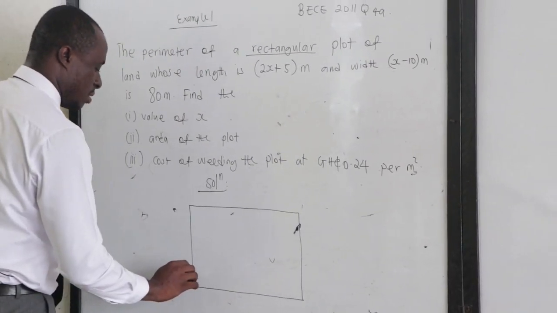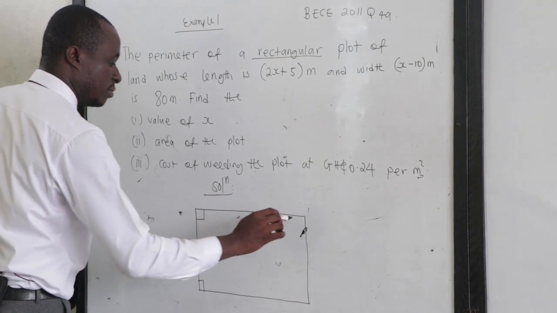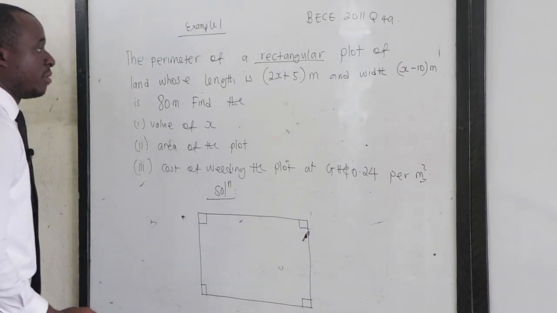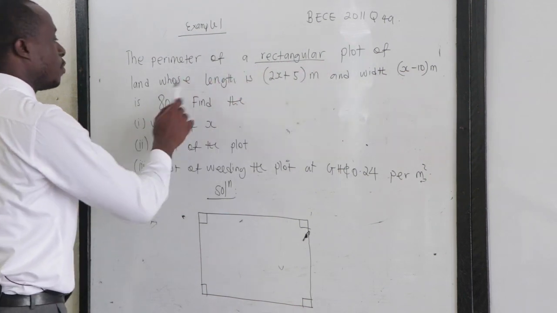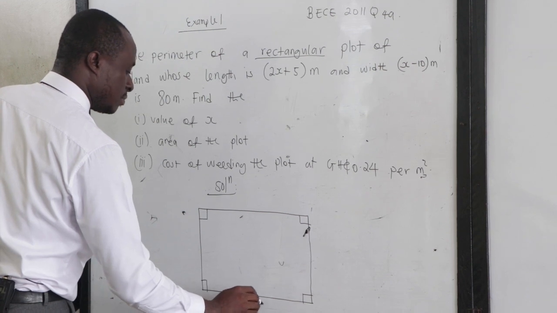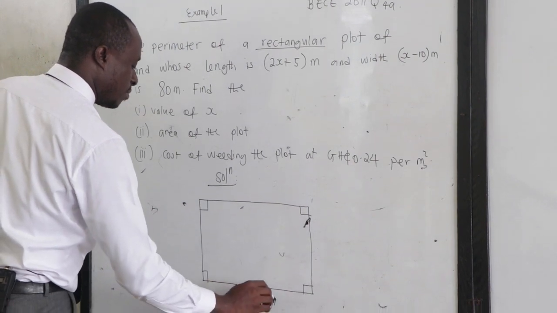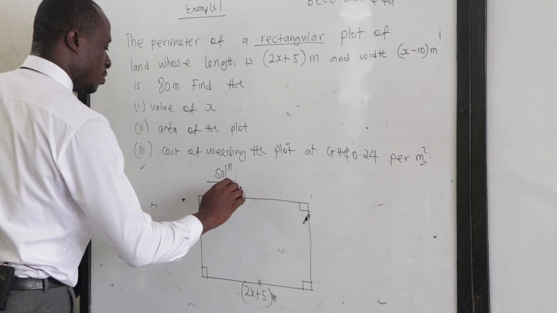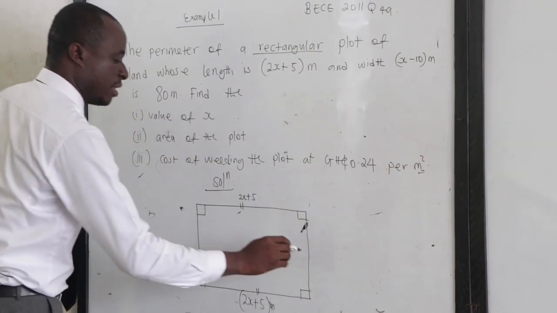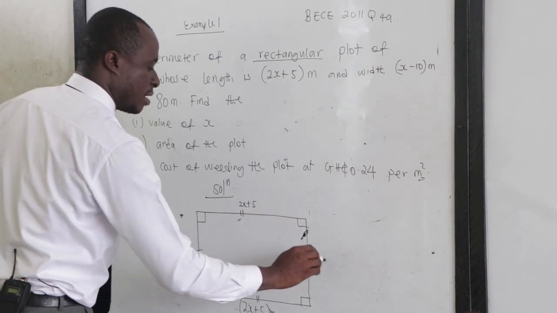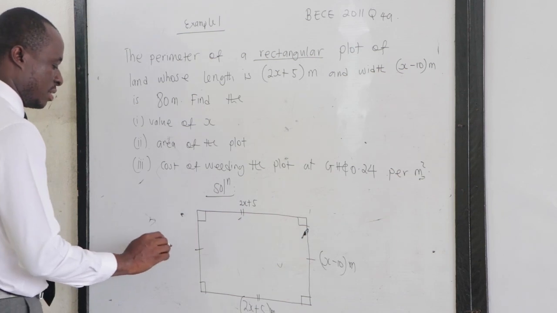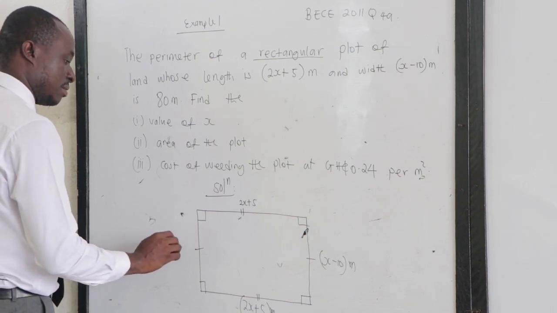Now know that all the angles should be 90 degrees. We are being told that the perimeter of a rectangular plot of land whose length. So this is the length. What's the length? The length is 2x plus 5. It means that this side is 2x plus 5. And what is the width? The width is x minus 10. So this side is the same thing, that is x minus 10.